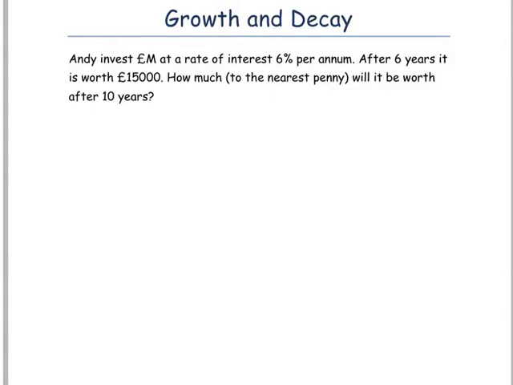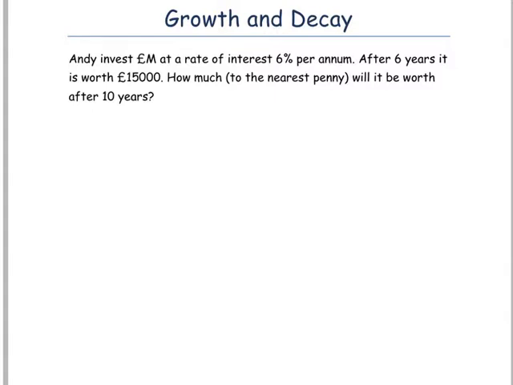And what you did was you took your original amount and you multiplied it by the percentage increase and then put it to the power of how many years you were talking about. And that is to do with growth and decay and is actually an example of a geometric sequence.